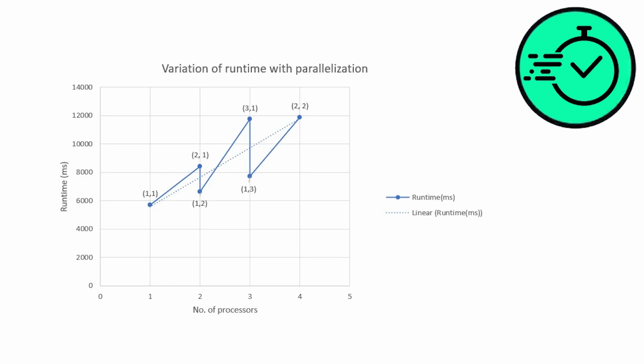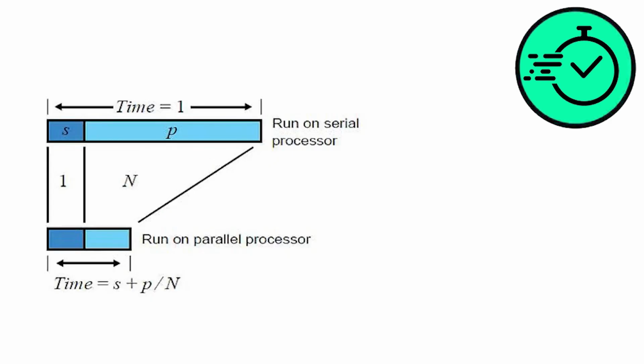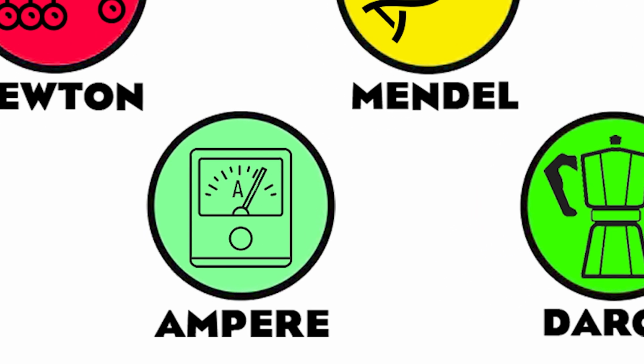This law is important for understanding the performance and optimization of parallel programs and systems such as multi-core processors and distributed computing. It also emphasizes the importance of balancing resources and optimizing critical sections of program code to maximize the performance of computing systems. The next scientific law will be Ampere.